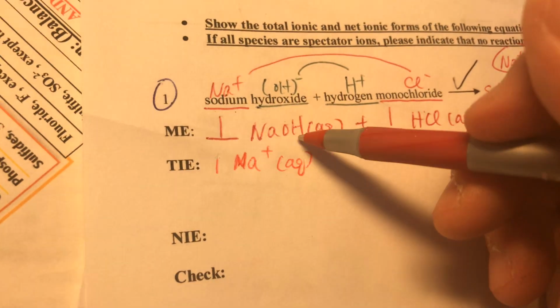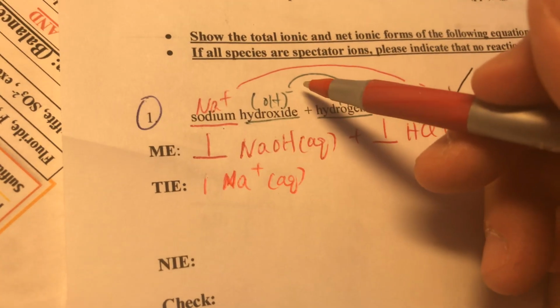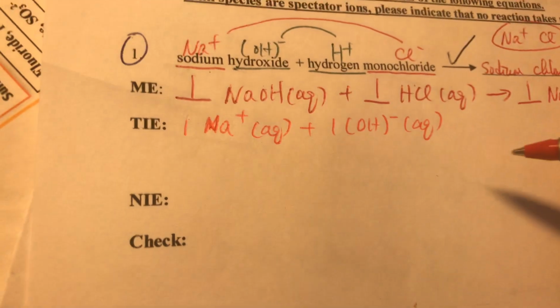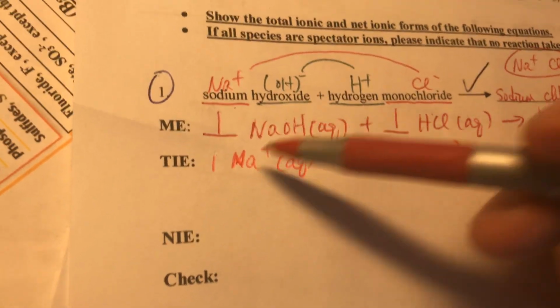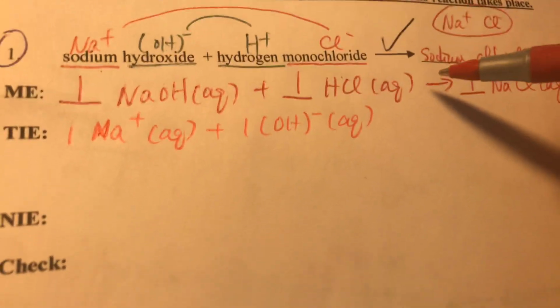And then here it decomposes, I get one OH. OH what? OH minus, right? So plus one OH minus aq. So you have to give me the coefficient, the charge, and the state. Next, this is aq, so we also decompose.